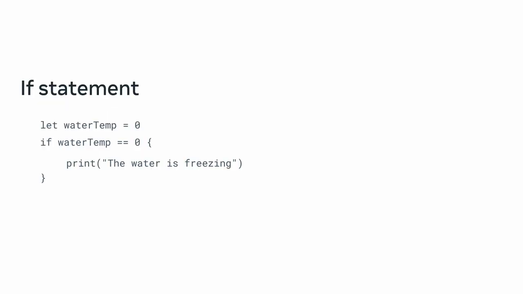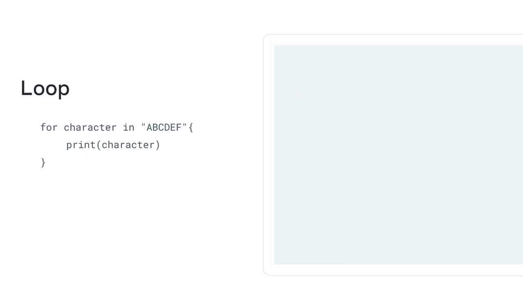Remember the example conditional if statement that checked if the water temperature was 0 degrees? It printed, the water is freezing, if the condition was met. This sequence only runs once. What if you needed to do this multiple times? Well, to do this, you need to use something called loops.